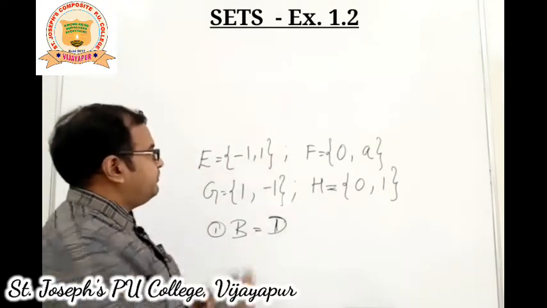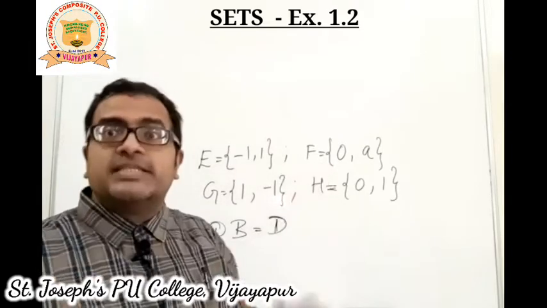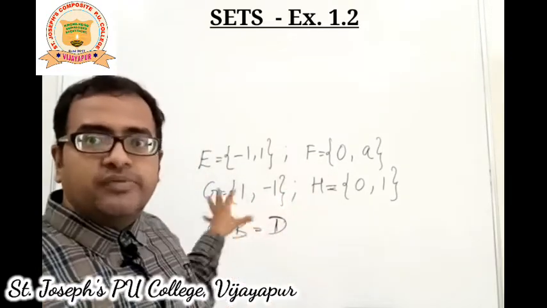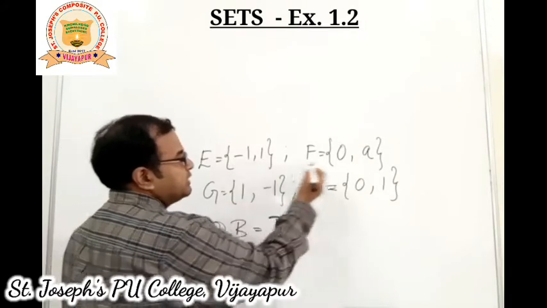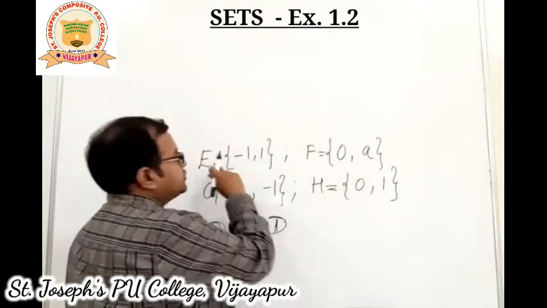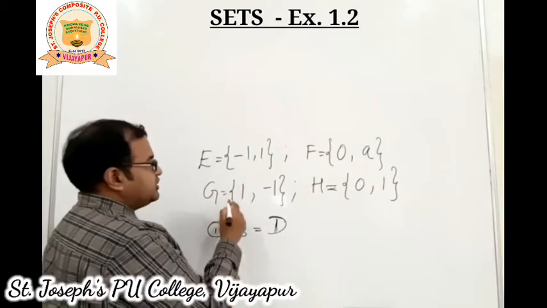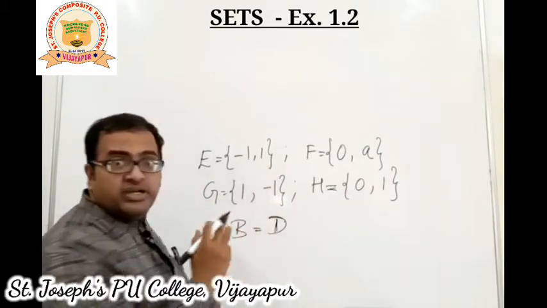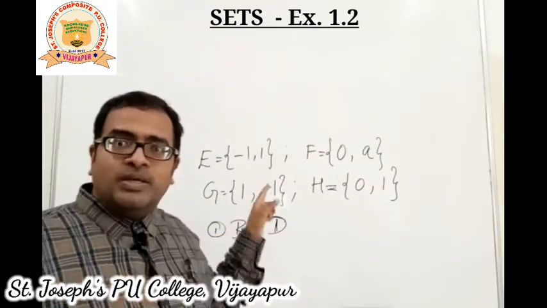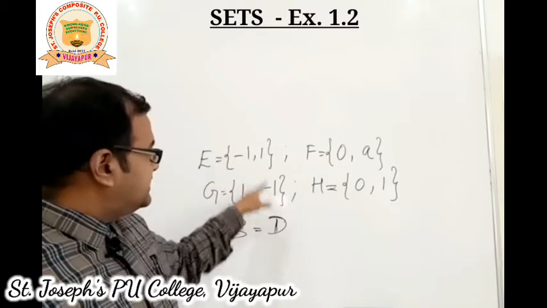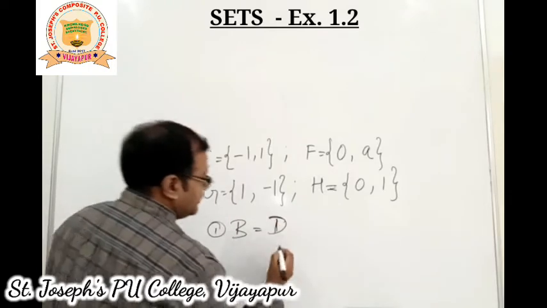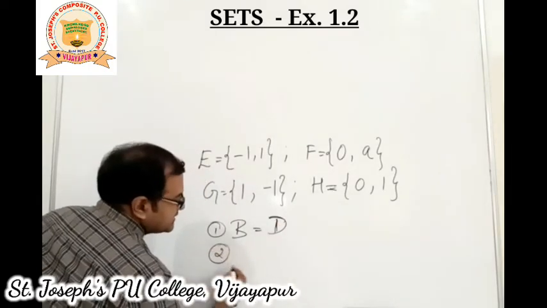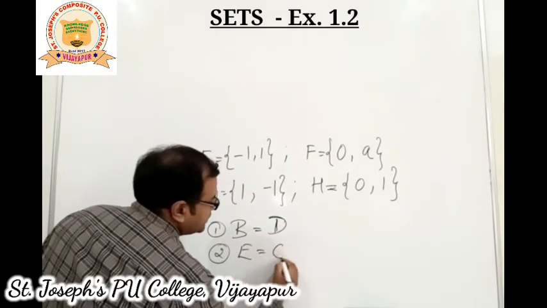Comparing E and F. E has 2 elements, F has 2 elements, they are equivalent. All these 4 are equivalent because they all have 2 elements. But is -1 and 1 here? No. So E and F are not equal. E and G, their order may be different, but the elements are the same. -1 exists, 1 exists. Same elements means E and G are equal. So the second set is E is equal to G.